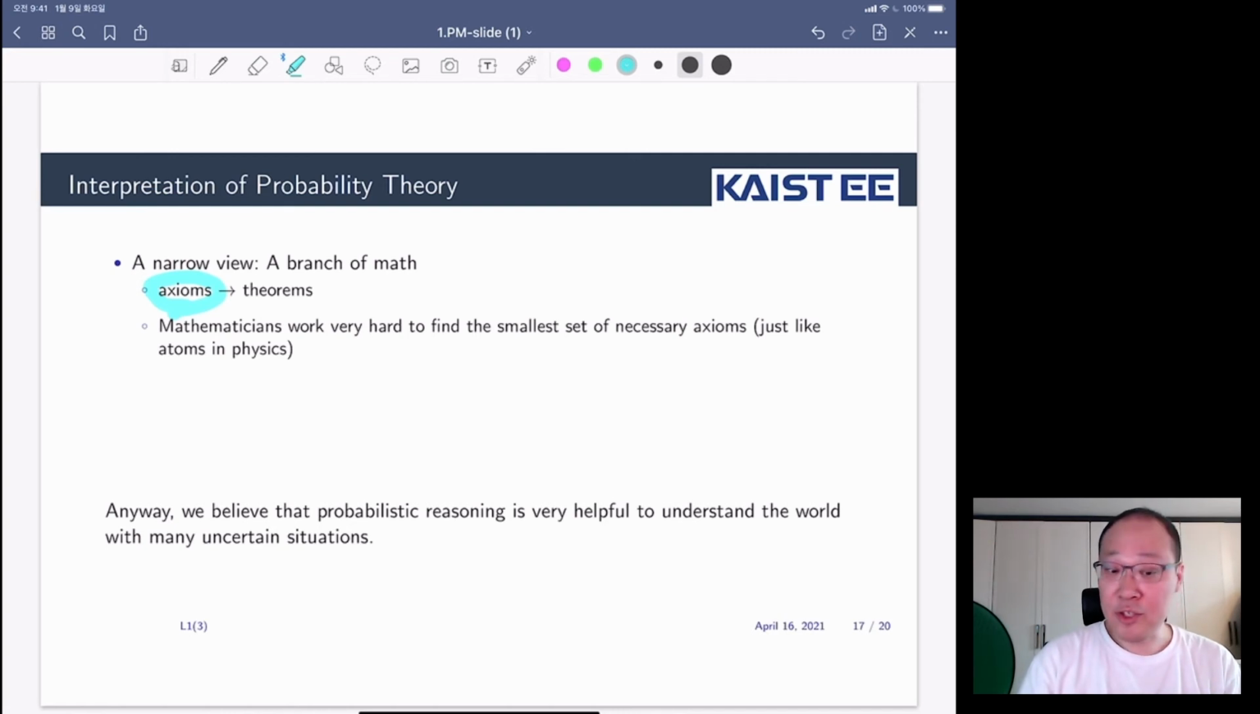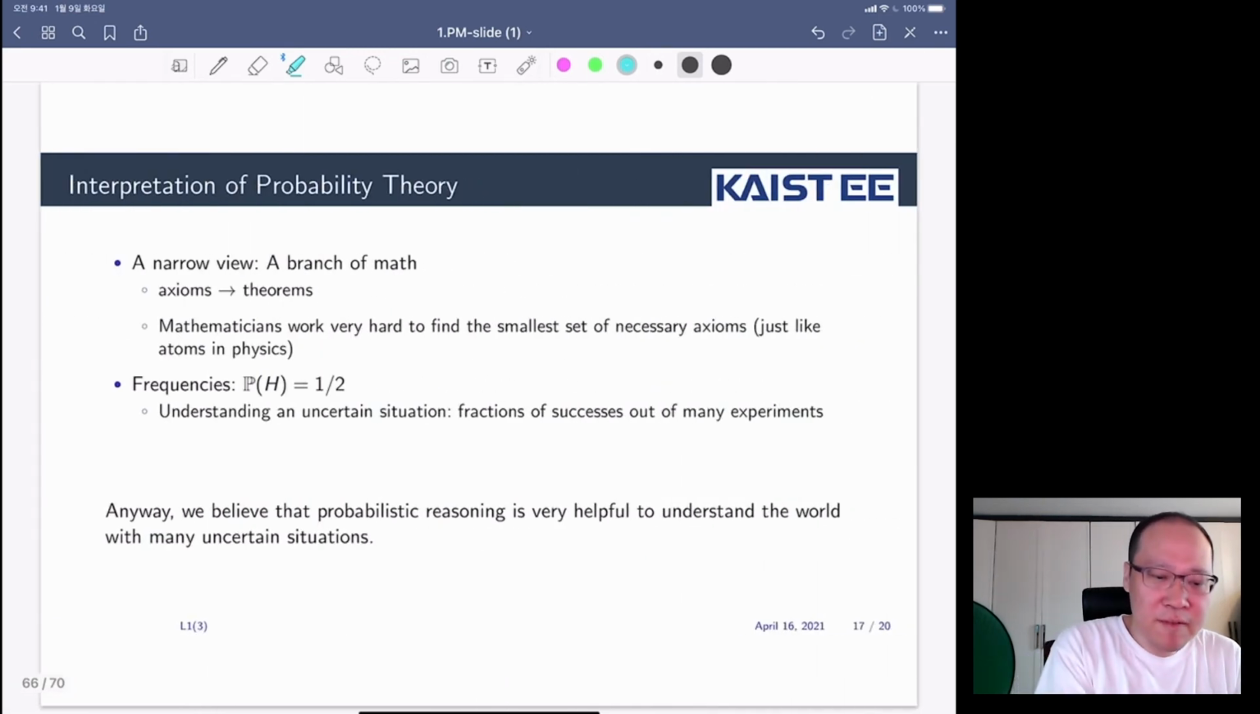And obviously mathematicians work very hard to find the smallest set of necessary axioms. We don't need to include everything, just the smallest set of necessary axioms. It's like atoms in physics. And that's what mathematics is all about, right? That's one view. Another view is the frequency interpretation, which means that we understand uncertain situations as a fraction of successes out of many experiments.